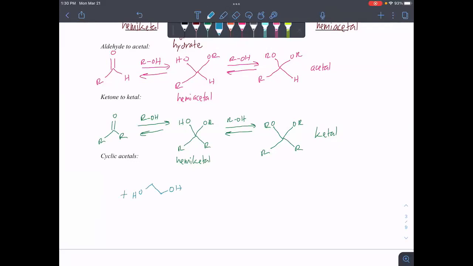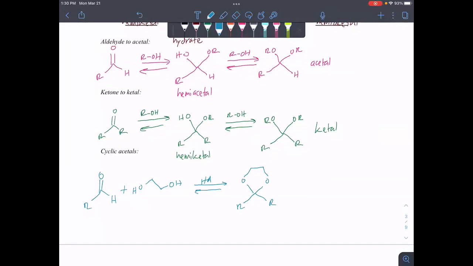So let's say we start with a ketone. Oh, I said acetal. It doesn't matter. You can start with a ketone or an aldehyde. Then we give it this diol. And then you react it with an acid catalyst, and you get this interesting looking thing. It's still two ORs on top, except the R groups are now connected to each other. That HA is the acid catalyst.